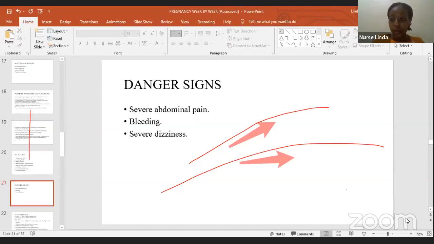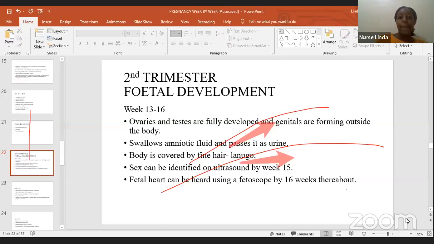So I'm trying to rush up with time. We can now move to the second trimester, and I hope you can visualize where we are with the embryo and with the mother. At this point, you should be visualizing a woman who has started having a bump and a baby that is developing very nicely. And then we get into the second trimester, and we say the second trimester is from the 13th week to the 16th week.